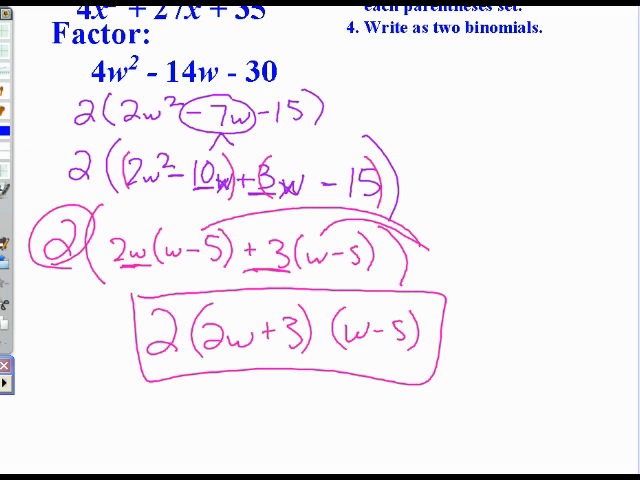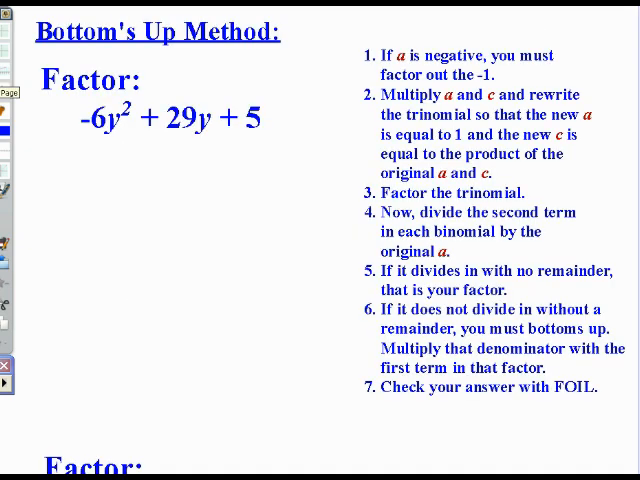All right, so that's splitting the middle. Let's look at the bottoms-up method. Okay, bottoms-up method only works if you factor out every common factor in all the terms and your a has to be positive. If you don't factor out all the common terms or you have a negative a value, bottoms-up will not work. You'll get the wrong answer. So always, always, always check to see what we can factor out.